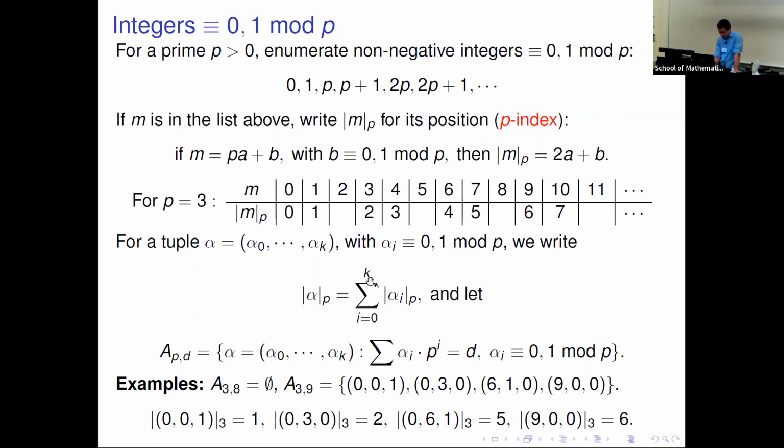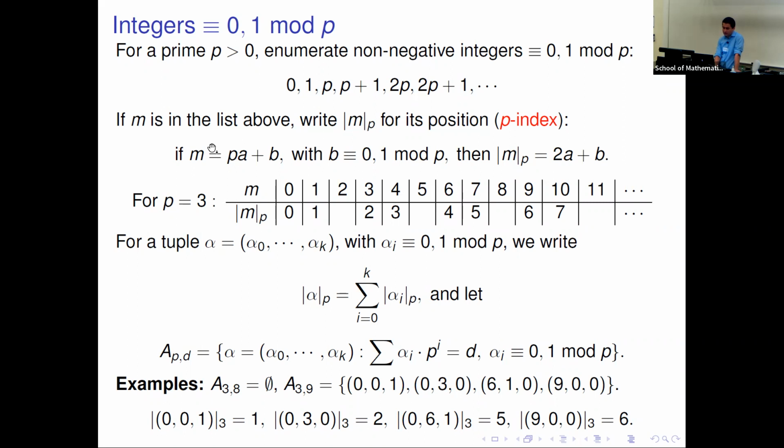But when p is equal to 3, I listed here in this table all the integers, and then if I ignore the ones that are not 0 or 1 mod 2, I can just enumerate them and assign them an index. So this would be the 0th, first number that's 0 or 1 mod 2. This would be the 2nd, 3rd, 4th, 5th, and so on.